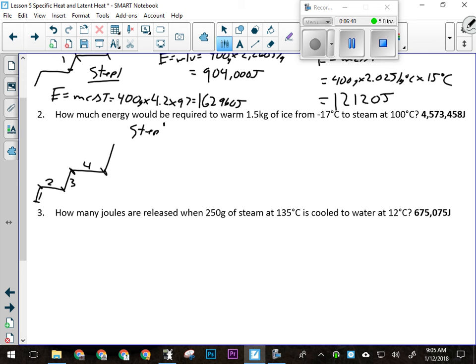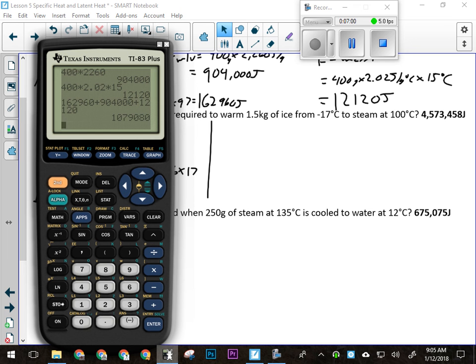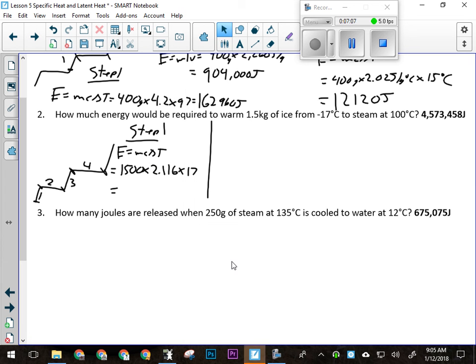Okay, so in step 1, that's an E equals MC delta T problem because we're changing the temperature. So that'll be 1,500 grams times 2.116 times 17 degrees. Okay, so 1,500 times 2.116 times 17 gives us 53,958 joules.